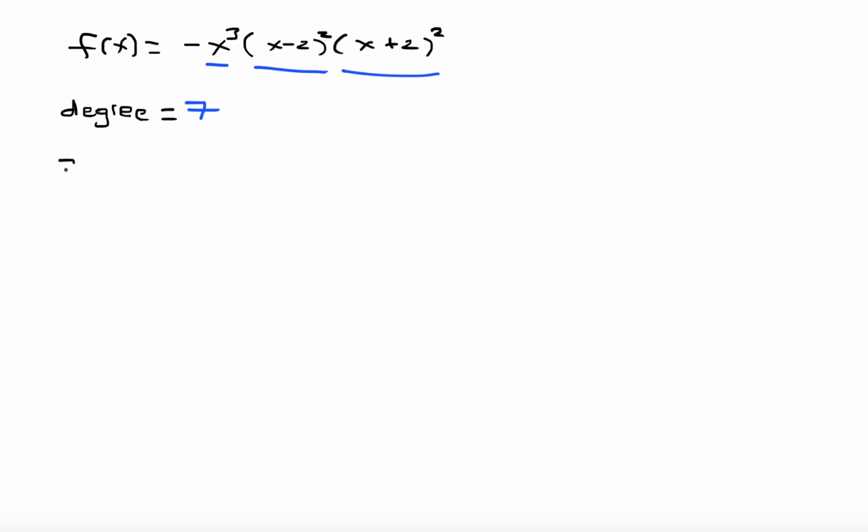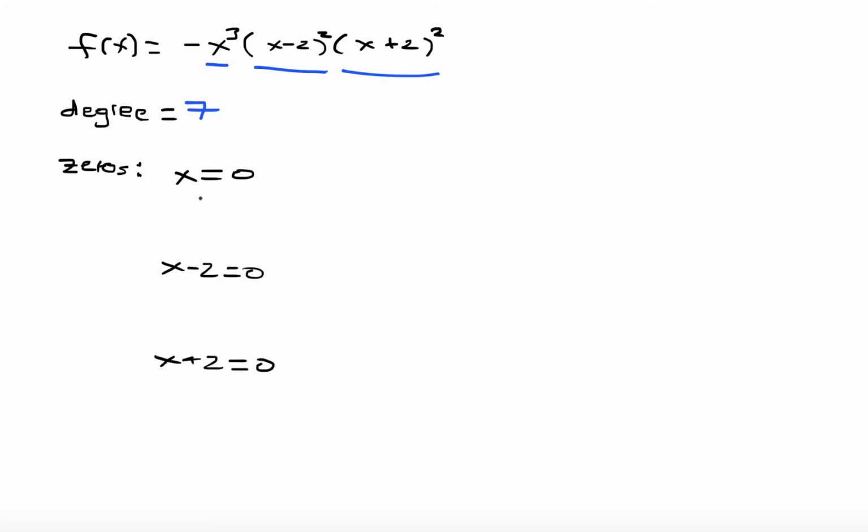Okay, what are the zeros or the roots? We want to set each factor equal to 0 here. Now, for all intents and purposes, we can just disregard the negative. That's going to be important later on, but we're just going to find the zeros now. So we'll set each factor equal to 0. Okay, x equals 0, x minus 2 equals 0, and x plus 2 equals 0.